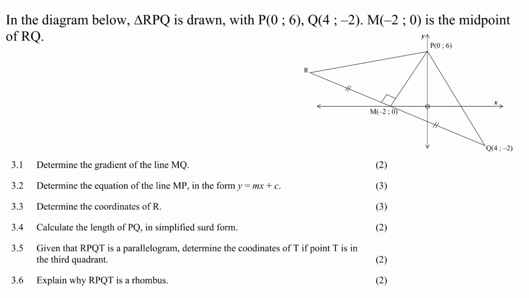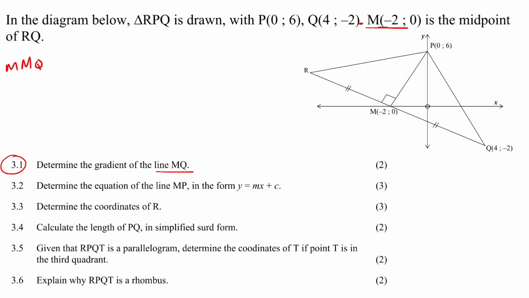In the diagram below, RPQ with PQM is, with P and Q, full stop. Then they said M is the midpoint. Okay, so this is the midpoint of RQ. First question for 2 marks, determine the gradient of MQ. That's very easy. You should all get full marks there.